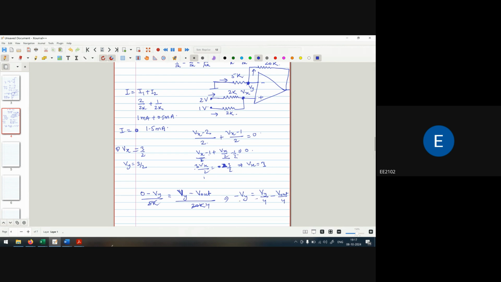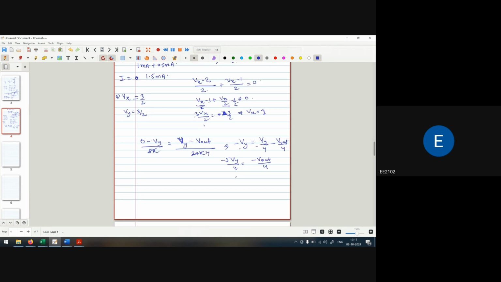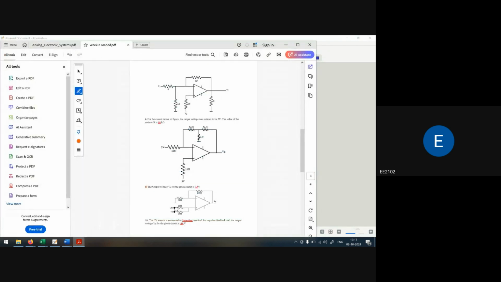Okay, I can take it to this side. So 5Vy by 4 is equal to minus Vout by 4. These two are cancelled out. So Vout is equal to 5Vy, and the value of Vy is 3 by 2, that means 1.5. So Vout is 7.5. What I am writing here is 7.5 volt.